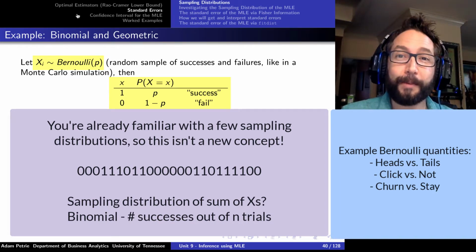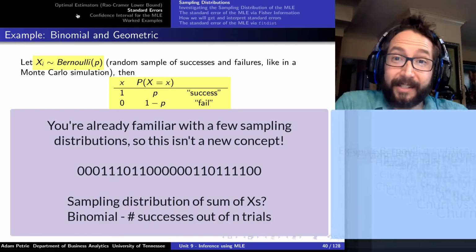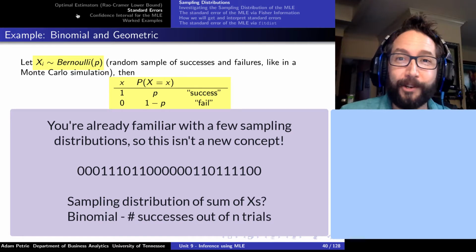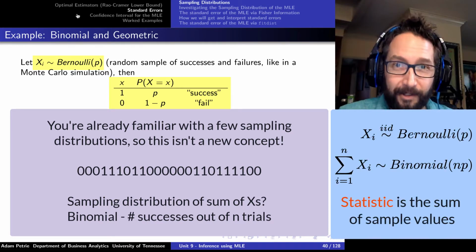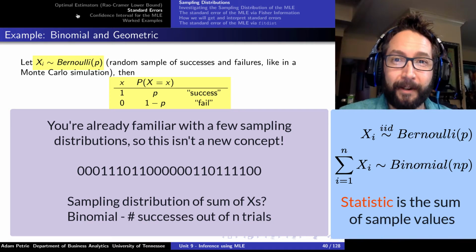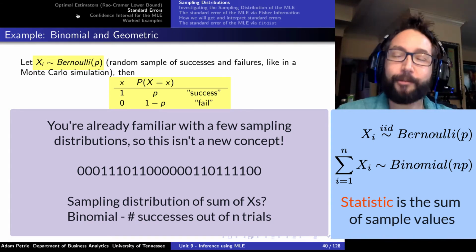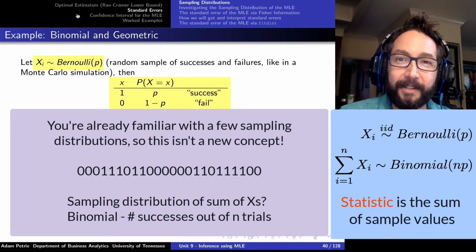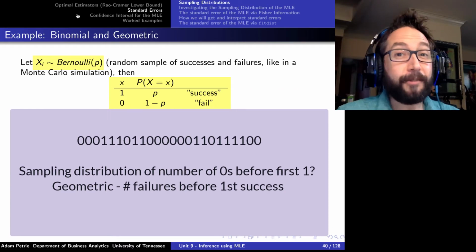The binomial distribution counts up the number of successes out of n trials. So we can say something about the sampling distribution of the sum of many Bernoulli random variables. The sum of n Bernoulli random variables is a binomial distribution with parameters n, the number of trials, and p, the probability of success. Likewise, we've talked about the geometric distribution.